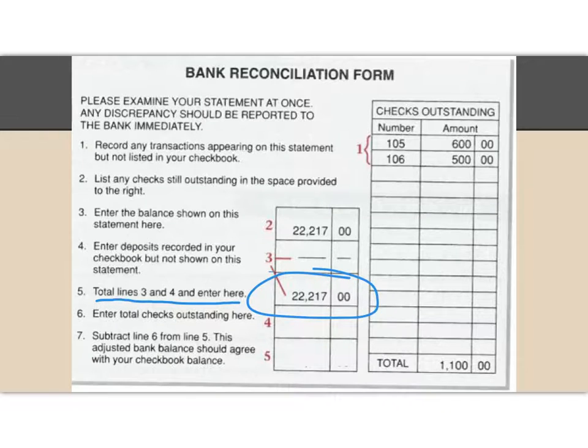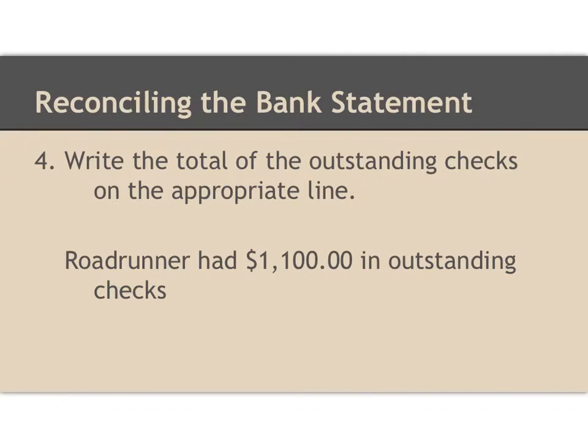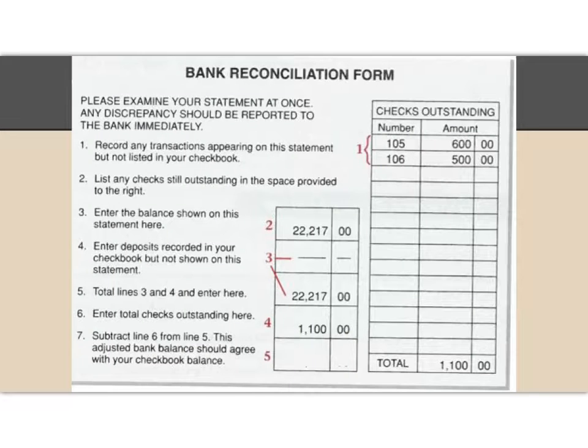You can see what step 6 says. You can guess what's coming next. The 4th box is to list the total of the outstanding checks. We already established Roadrunner has $1,100 worth of outstanding checks. And so that goes in the 4th box. The amount of the outstanding checks, $1,100.